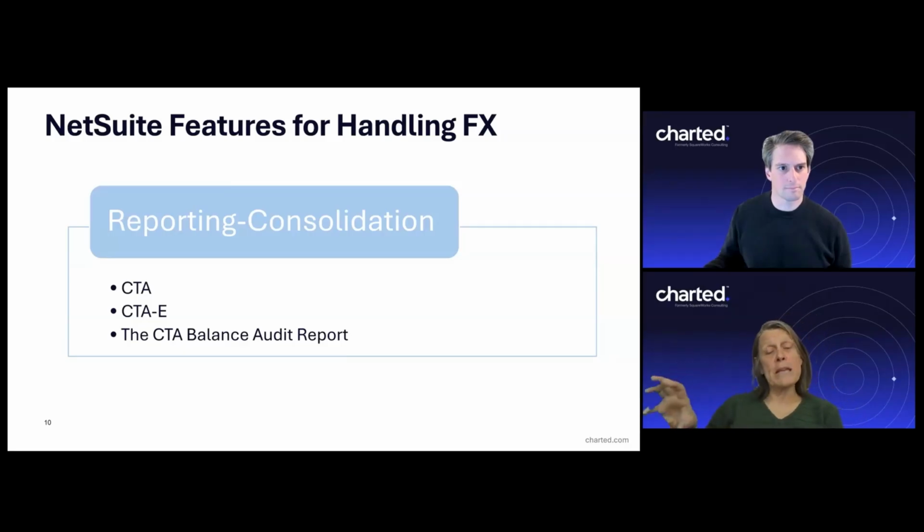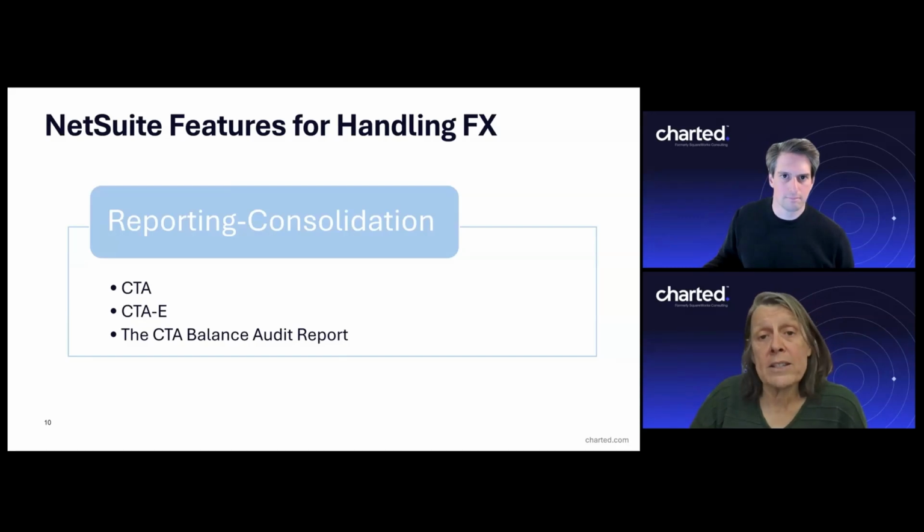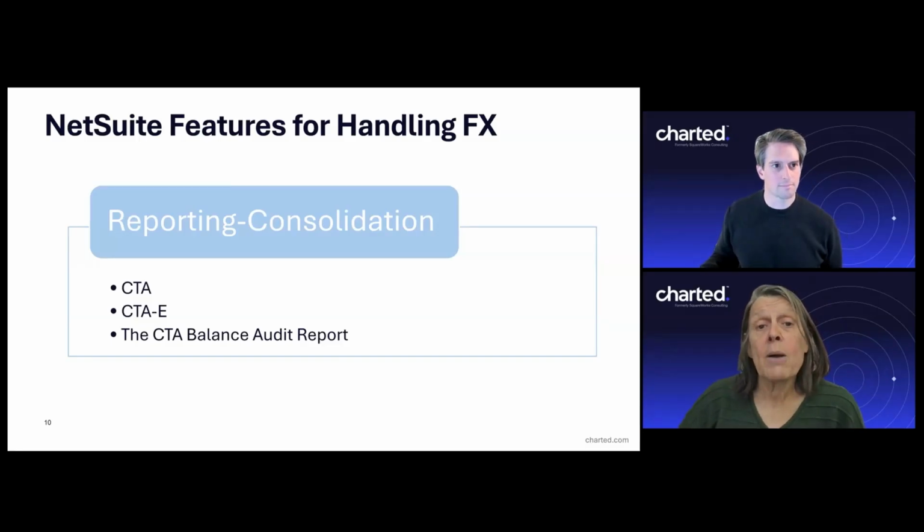It should all be in the equity section of the balance sheet. And that way you can show an auditor where it's all coming from. If they want to get into more detail than that, they are welcome to look at the CTA balance audit report. However, most auditors will look at that and go, uh-huh, and be completely happy.